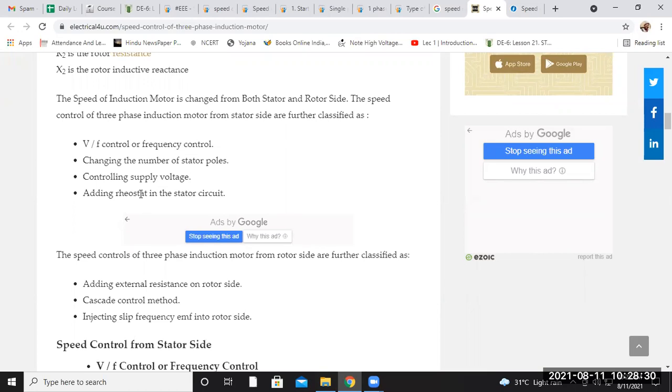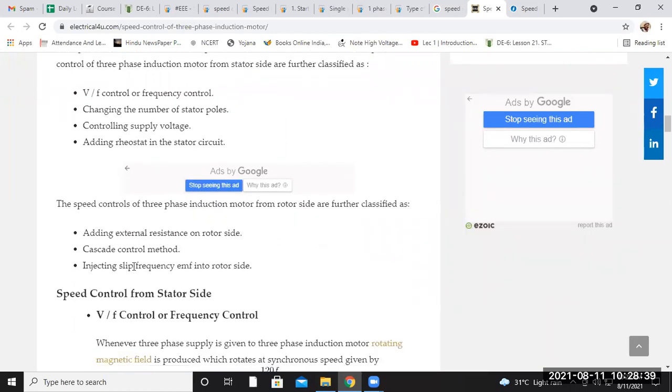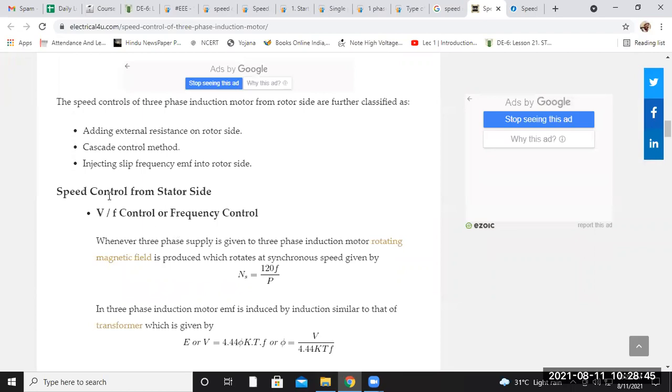Okay, so these are the stator side speed control methods, and on the rotor side, there are three methods through which we can control the speed of the induction motor. So speed control from the stator side means some part of the stator side will be controlled, and if we control the stator side quantity or parameters, we can control the speed of an induction machine.